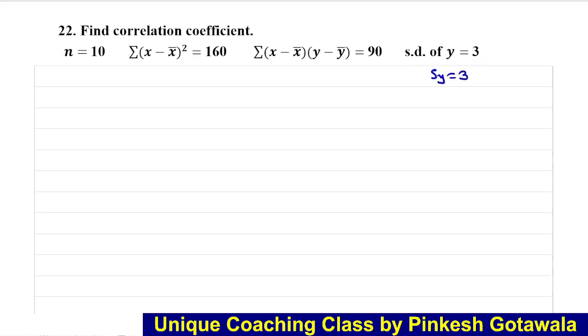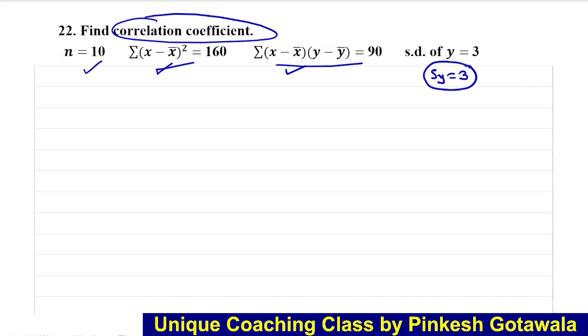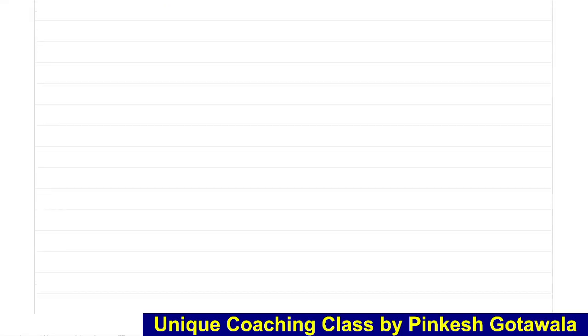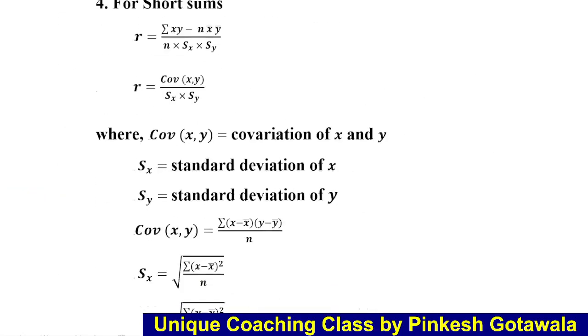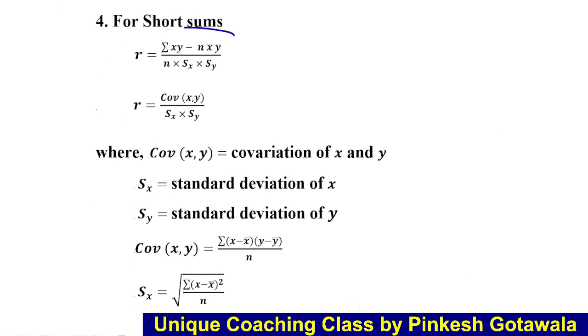So the question is, we need r, but with which formula? We have n, sum of (x minus x bar) square, sum of (x minus x bar)(y minus y bar) and Sy = 3. Which formula would be suitable to find out r? Here, remember one thing, we have Sy. Sy is given, and x minus x bar square is given. So remember, if Sy is given or Sx is given, we know there are two related formulas. In both of these formulas, you can see Sy will come.